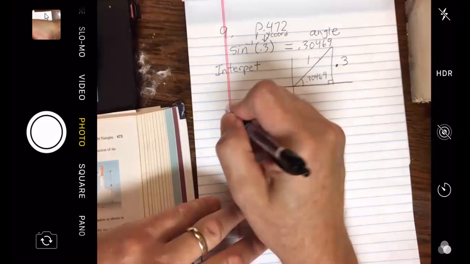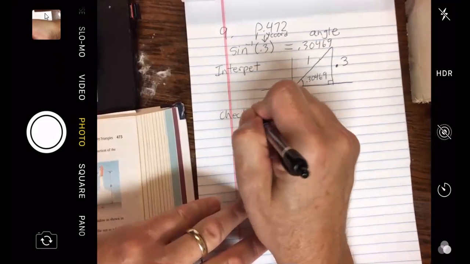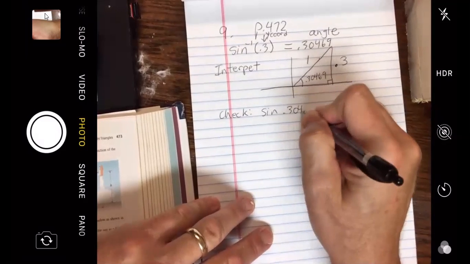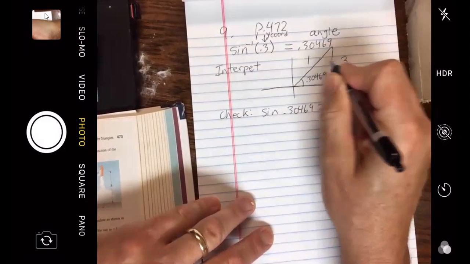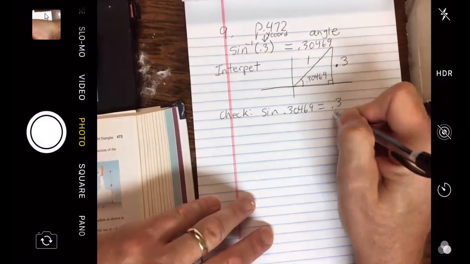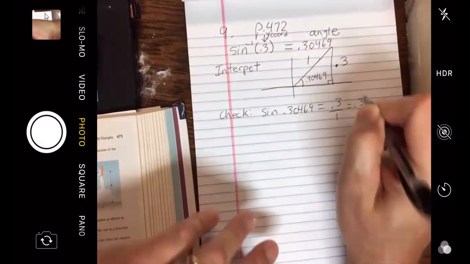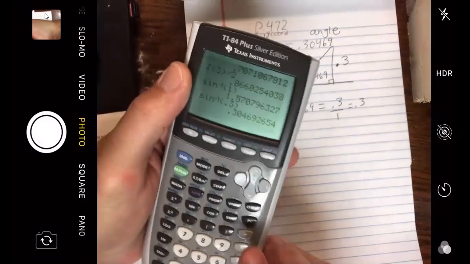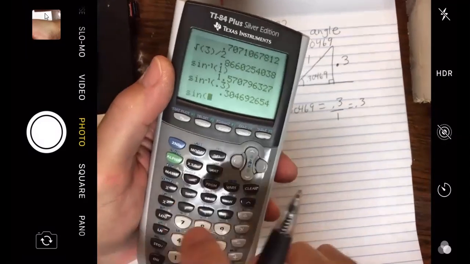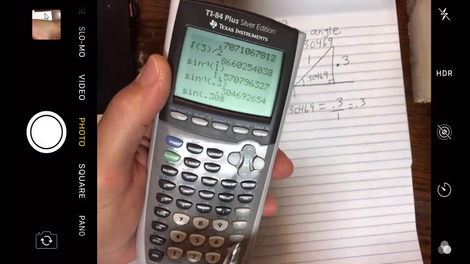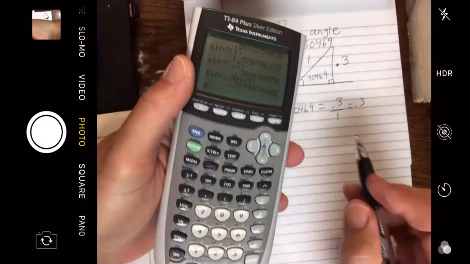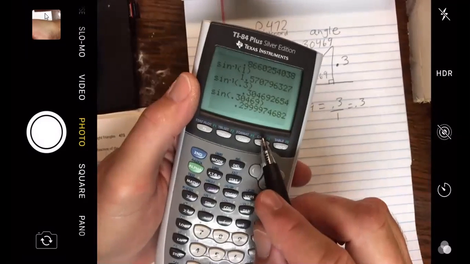Okay, if you want to check this, take the sine of 0.30469. It should be opposite over hypotenuse, which should be 0.3. Let's see how close we get to it. Sine 0.30469 comes up 0.299, almost 0.3.